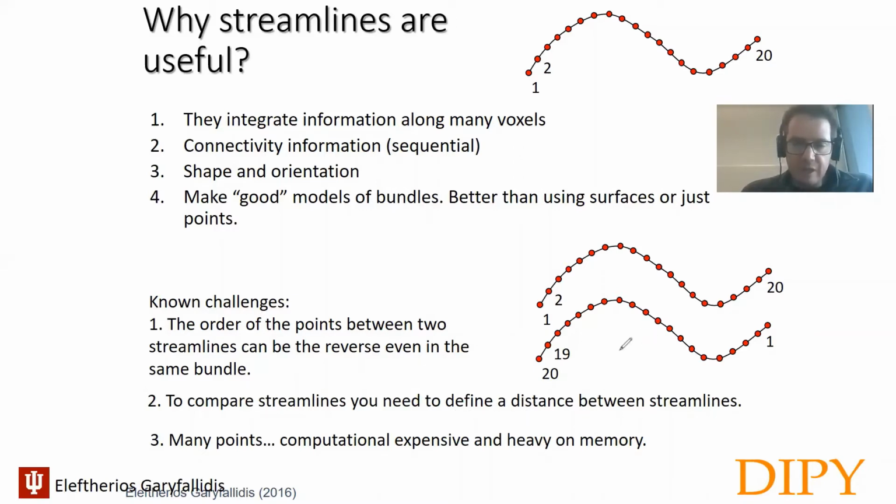And we need that. We need to calculate distances. So we need to calculate distances between streamlines if we want to cluster them together. Also, another known challenge is there are many points in the streamlines, and the tractograms are big. They can be many gigabytes. There are tractograms now that are even terabytes, and they can be heavy on memory to process them. So we need algorithms to do that fast.